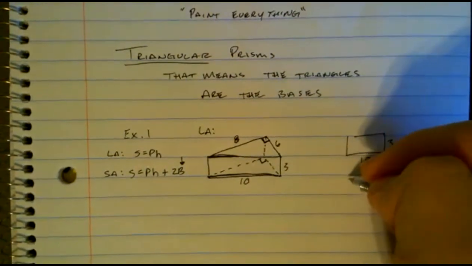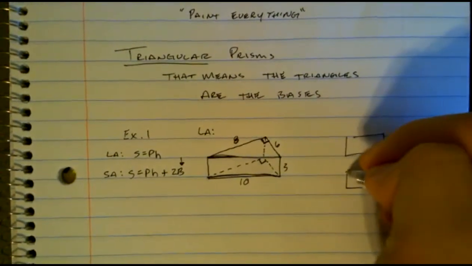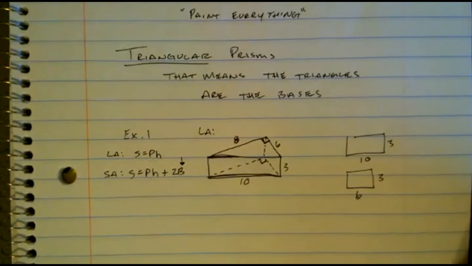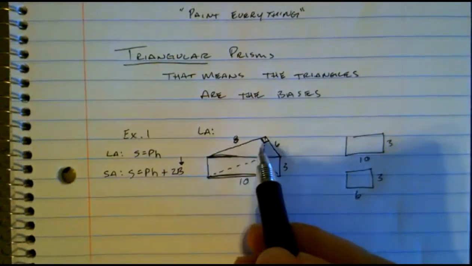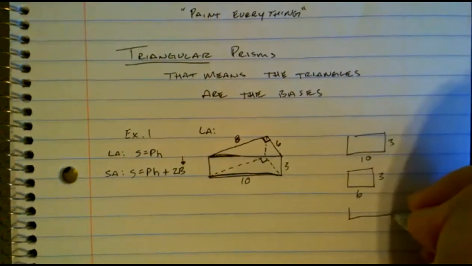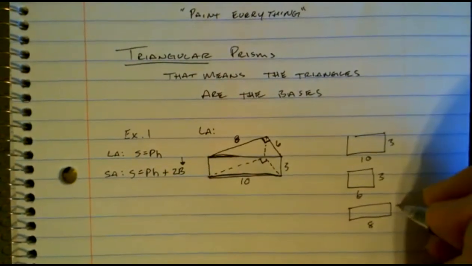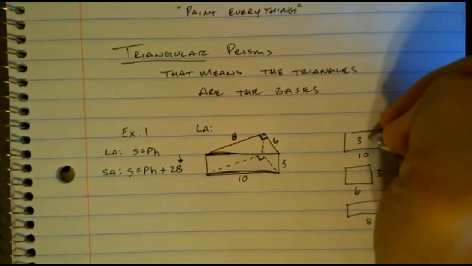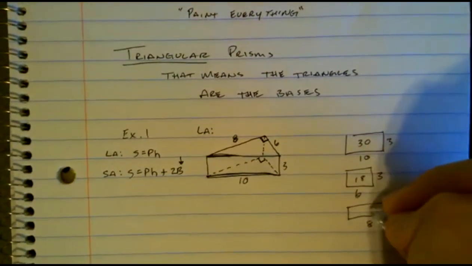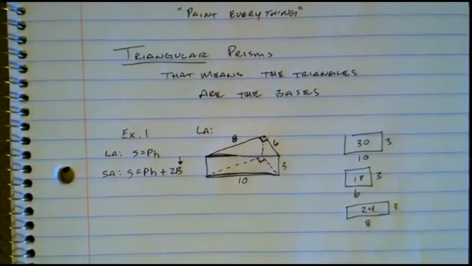There's this one on the side over here, and that one's going to be a little smaller. It's 6 by 3. And then we have the one in the back over here, that is going to be 8 by 3. So they're all 3, but 8, 6, and 10 are our 3 side lengths. So we have 30 here, 18 here, and 24 here. That would be my lateral surface area.